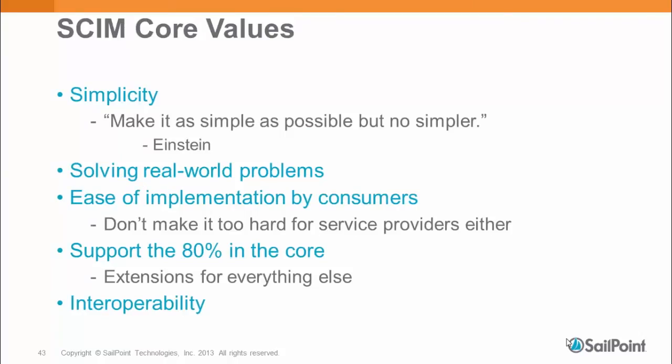So SCIM has some core values that we've always developed it under. Simplicity has always been key. We want to make things simple for the client, especially because there's going to be more code written for clients than there are servers, but we want to make it pretty easy for servers as well. We want to solve real-world problems, as is evidenced by the use case scenarios that we saw before. And we want things to be interoperable. And to do this, you need that extensibility. You need the discoverability of it.